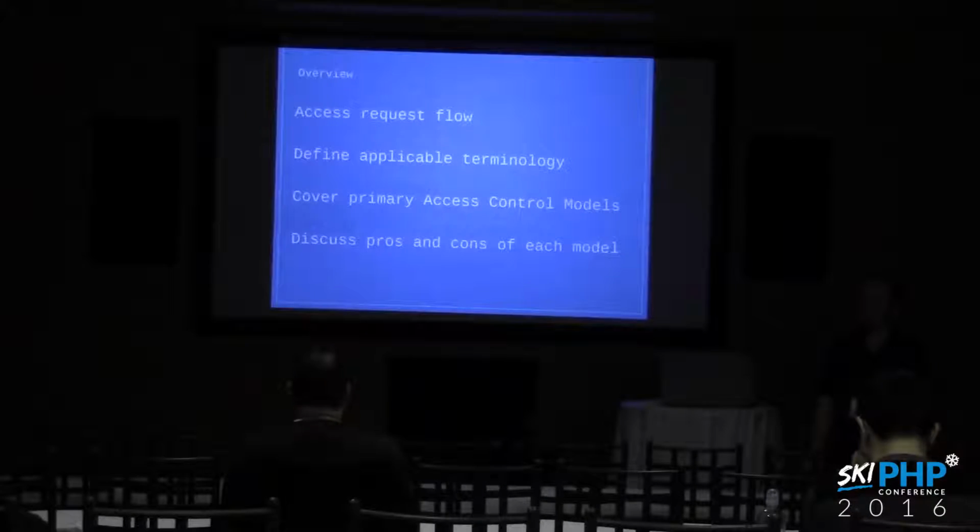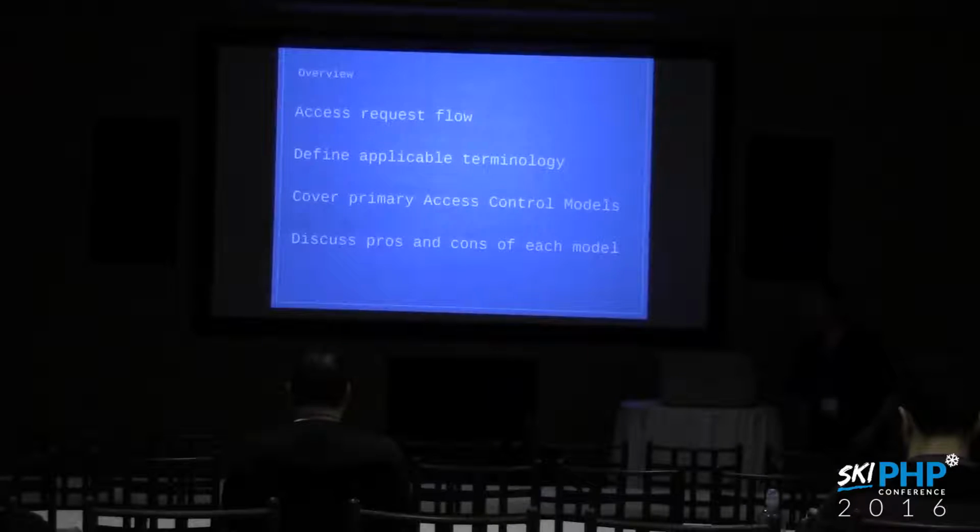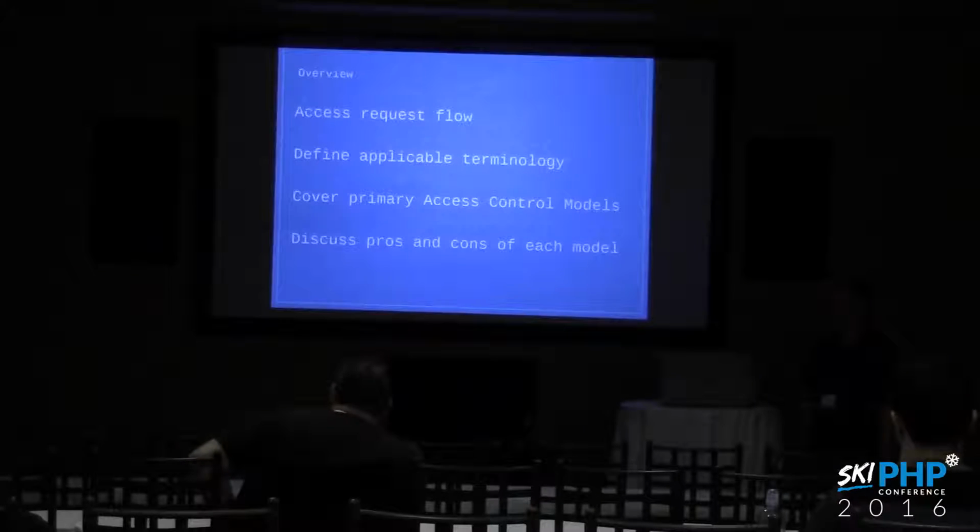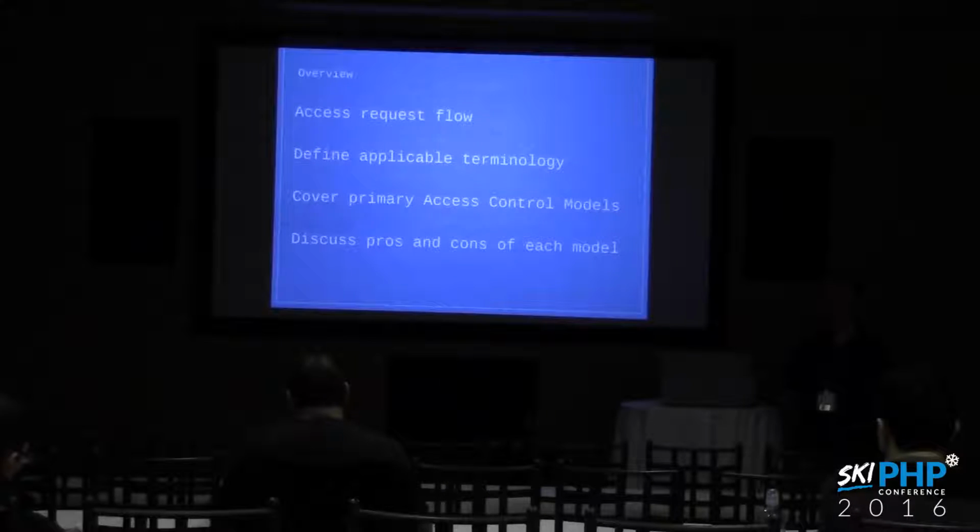So these are the broad topics we're going to be delving into. We've got access control flow. We're going to get a structure out for what we're going to be talking about, and define out some specific terminology that is very applicable. We'll cover the four main access control models. There are others, but these are the primary ones. Discuss the pros and cons, and discuss the implementation considerations. I think we take into consideration where companies are.